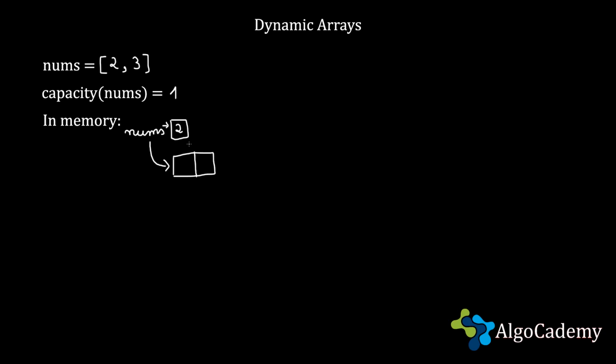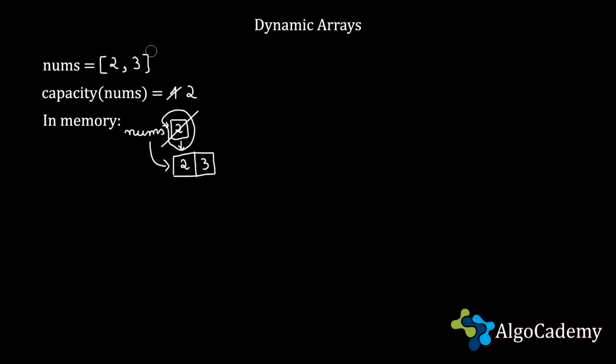We don't want that. So first of all, it has to copy the contents of the previous segment of memory into this new one. In this example, we had only one element, so this element is going to be copied here. Then it is going to assign the value 3 to the next spot, which is this one. And then also, because we don't need this memory anymore, it is going to release the memory for maybe other variables or arrays to use it. Now, the capacity of nums is 2, and we can move on.